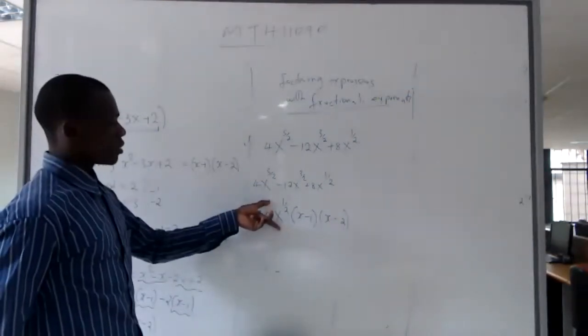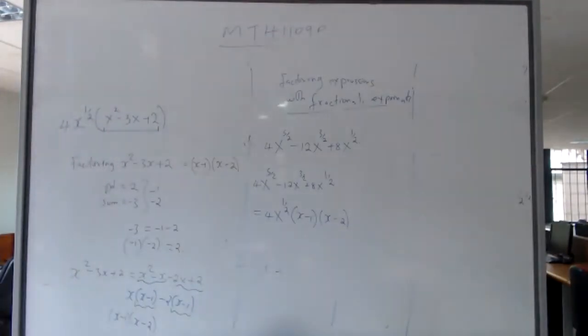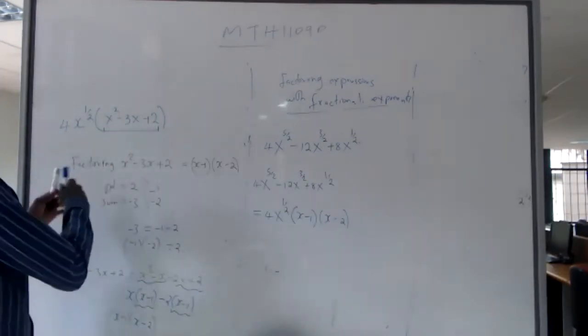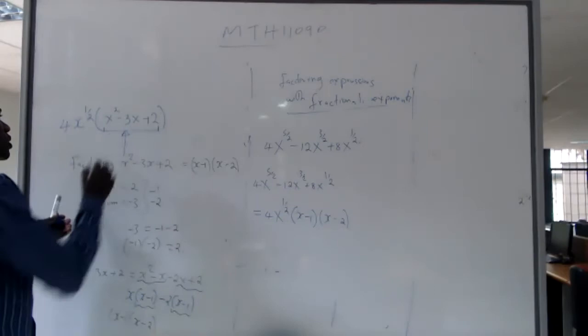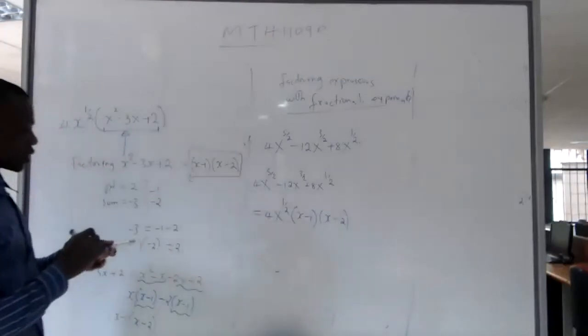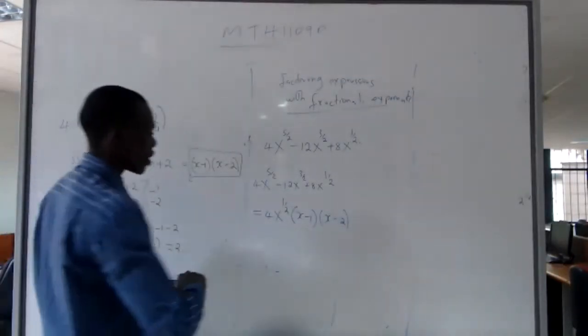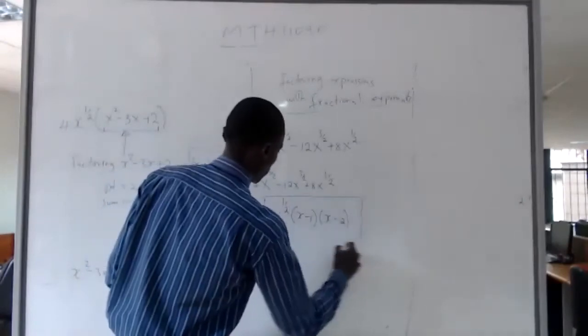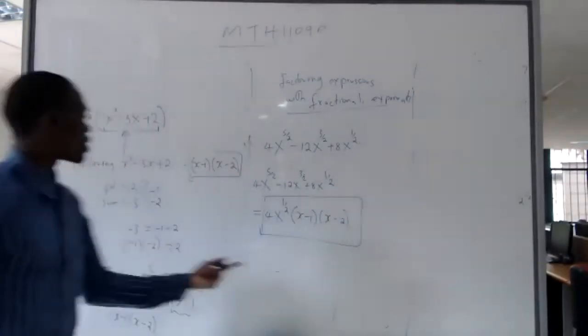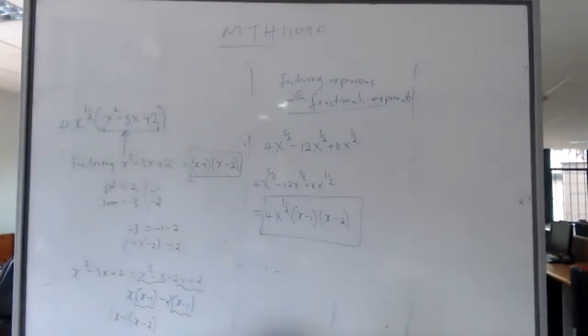Why did we do this other part? Which part? This part for the 3x. This part, x squared minus 3x plus 2. No, it's the same question. I was factoring this second part, and we found that the factors are x minus 1, x minus 2. So now, this is my final answer: 4x to the power half into x minus 1 into x minus 2, where x minus 1 into x minus 2 is x squared minus 3x plus 2.